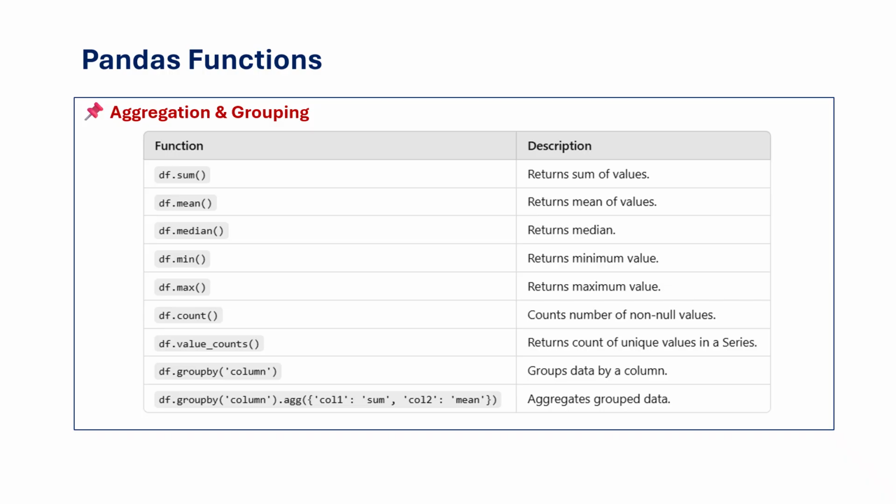Next pandas function is aggregation and grouping. It is used to summarize large datasets and extract useful information. Pandas provides different functions to perform calculations on data.